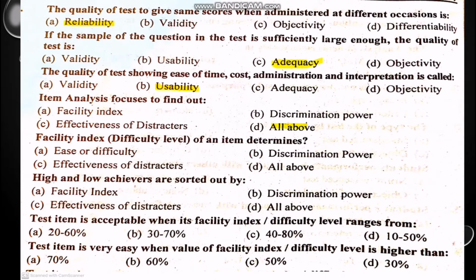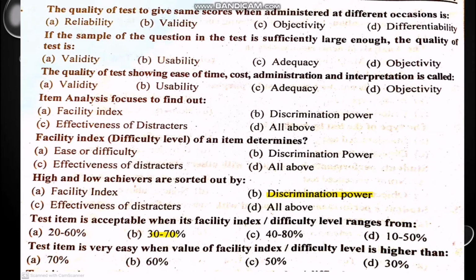Facility index, difficulty level of an item determines as or difficulty, discrimination power, effectiveness of distractors, all of above. So the right option is as difficulty. High and low achievers are sorted out by facility index, discrimination power, effectiveness of distractors, all of above. So the right option is discrimination power. Test item is acceptable when its facility index, difficulty level, ranges from 20 to 60, 30 to 70, 40 to 80, or 10 to 50. So the right option is 30 to 70.